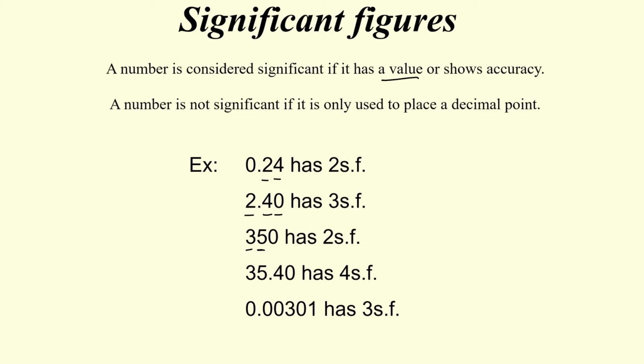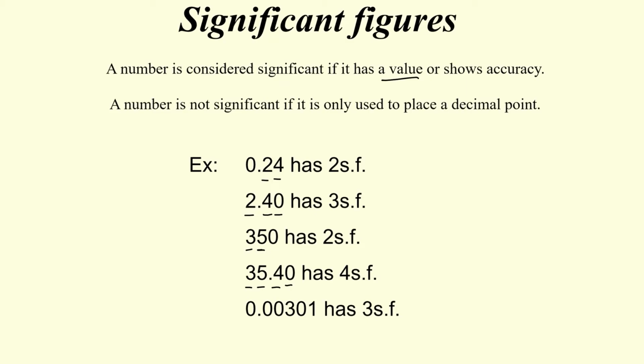Okay, 35.40, four significant figures. 1, 2, 3, dead easy to spot those non-zero digits. The 0 again shows that it's been measured exactly to those two decimal places, so that counts as a significant figure. It's not just being used to place anything. It's been used to show that it was exactly 35.40, not 35.41 or 42. So that's four significant figures.